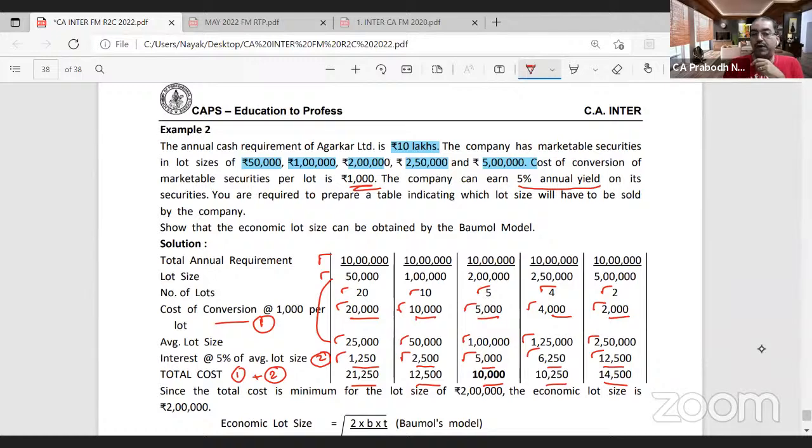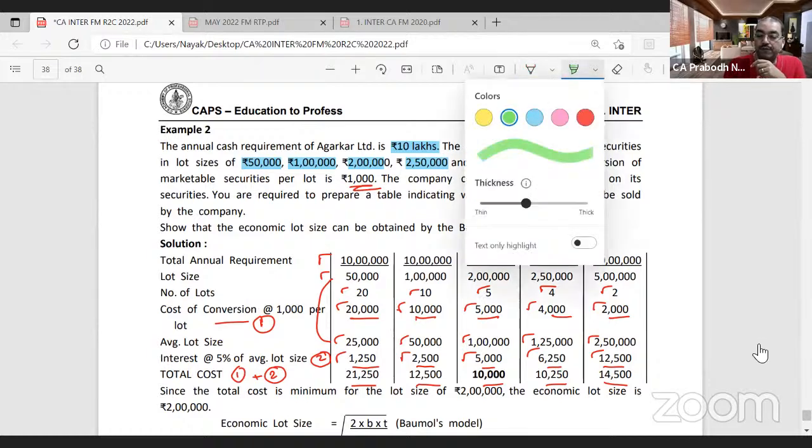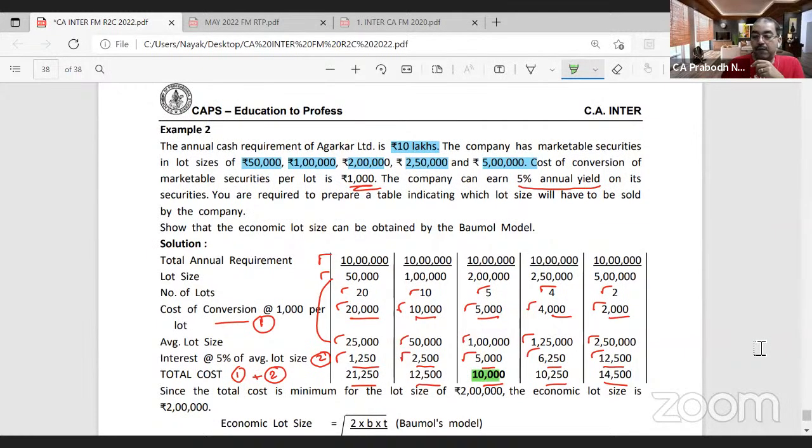I have to ensure that the total cost is minimum, so I look for the minimum figure here. The minimum figure is 10,000. So the total cost is minimum for the lot size of 2 lakhs. So what is the economic lot size? It is 2 lakhs. What is the minimum total cost? It is 10,000.